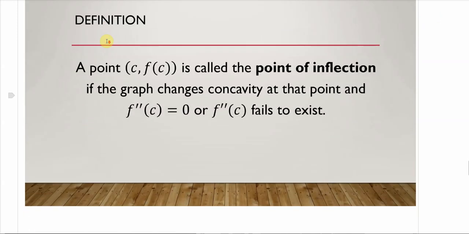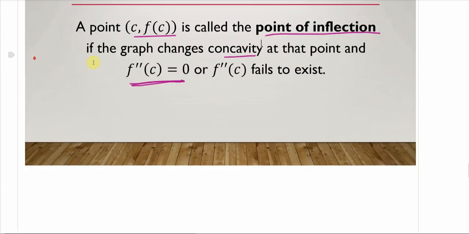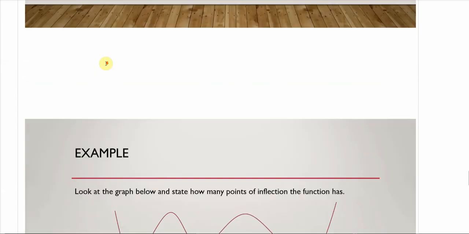Okay? So let me give you the formal definition. The formal definition of a POI is going to be a point where the graph changes concavity at that point, and my second derivative is going to equal 0 or it fails to exist. Okay, so I already talked about the POIs. Now you're able to look at the formal definition.